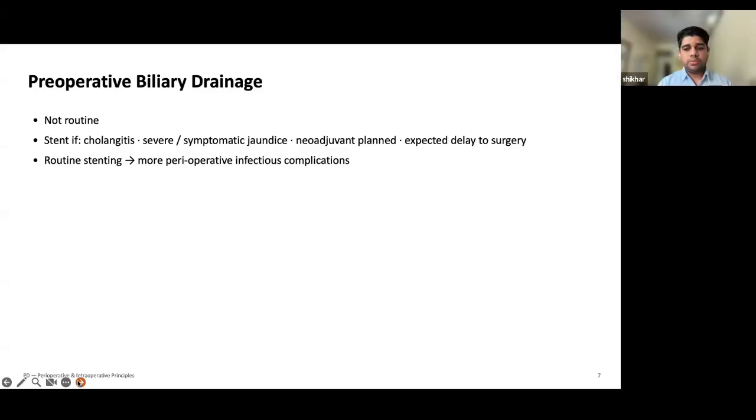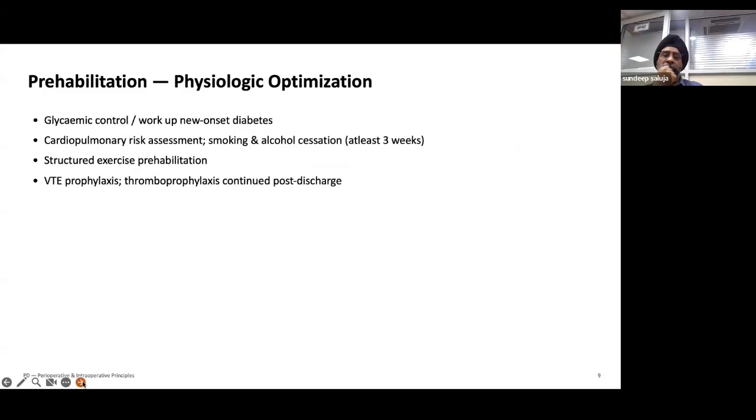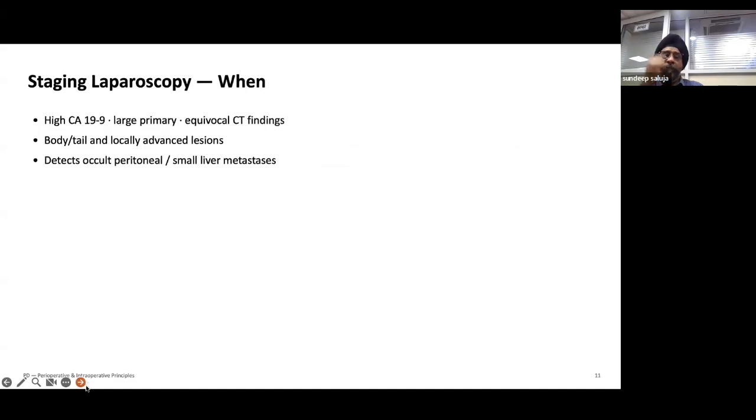Go ahead, next slide. Now, how will you plan your surgery? Once the resectability has been confirmed, we'll see the patient's baseline, tumor biology, as well as resectability on the CT, then we'll go for the surgery.